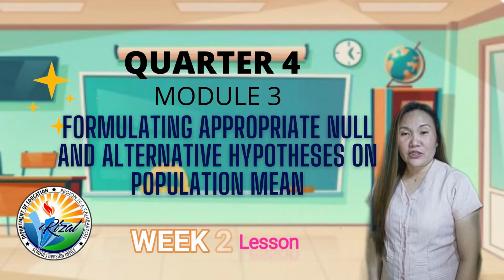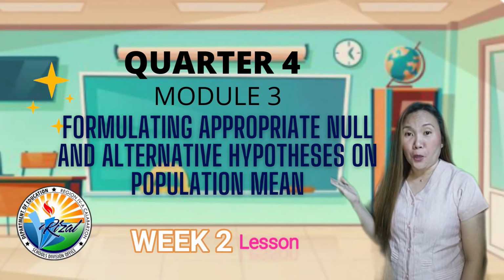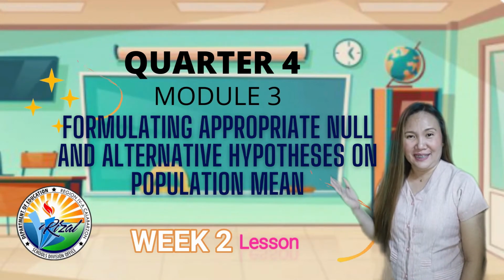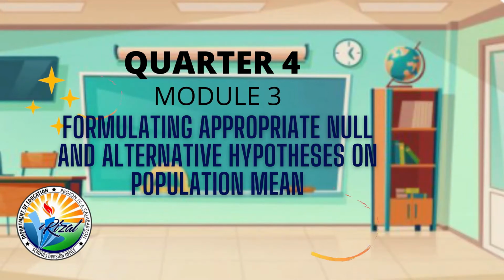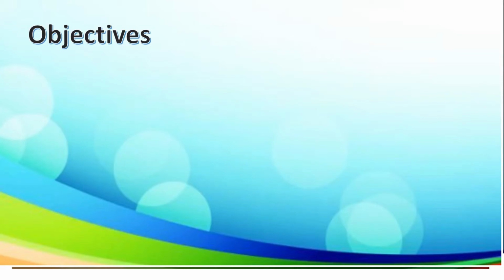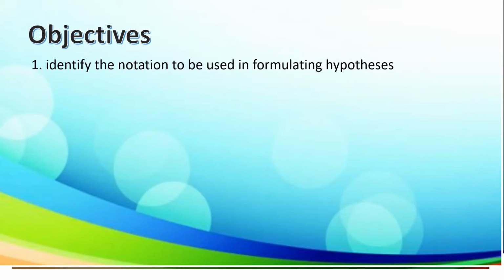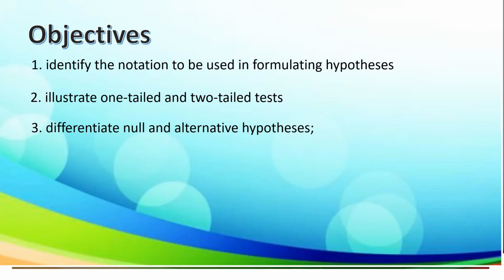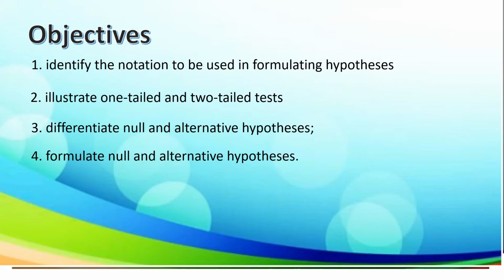Our lesson for today is all about formulating an appropriate null and alternative hypothesis on the population mean. Our objectives are: identify the notation to be used in formulating hypothesis, illustrate one-tailed and two-tailed test, differentiate null and alternative hypothesis, formulate null and alternative hypothesis.